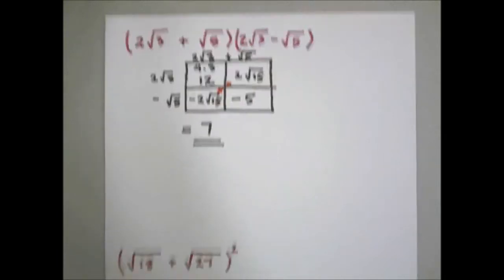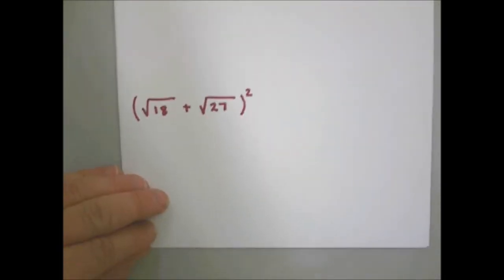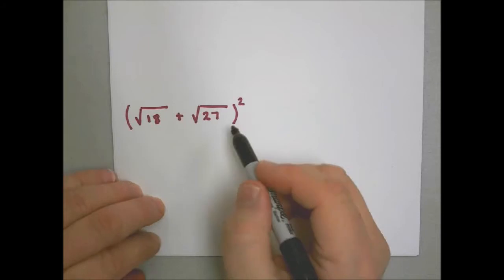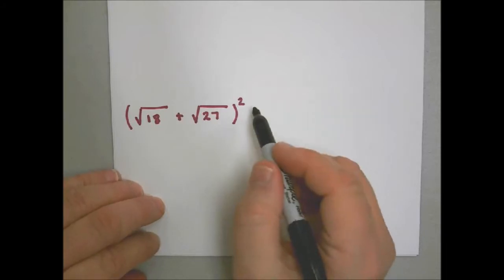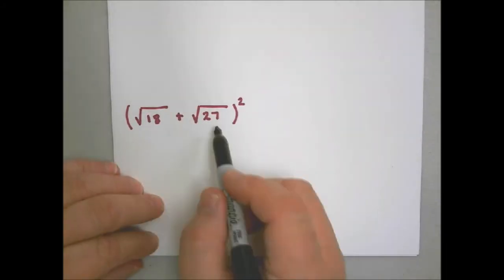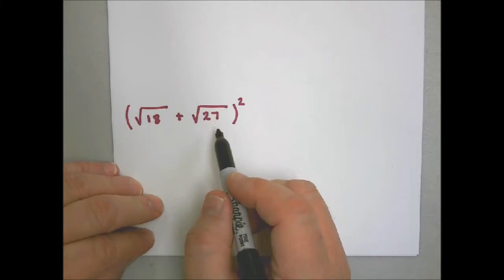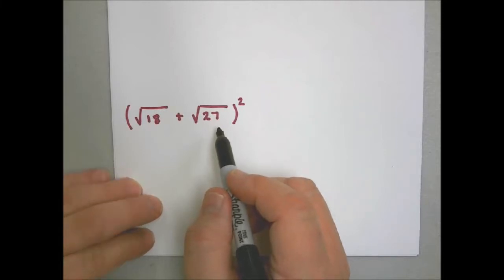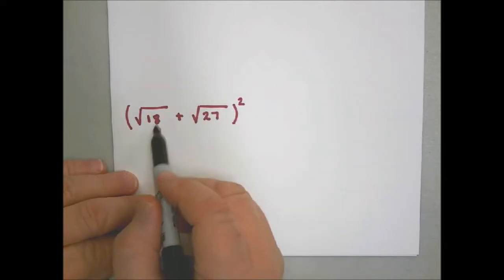Now, moving on to the next one. Square root 18 plus square root 27, quantity squared. You could work with it like this if you wanted to, but the numbers are going to get pretty ugly pretty fast if you do that. So let's simplify each of these.